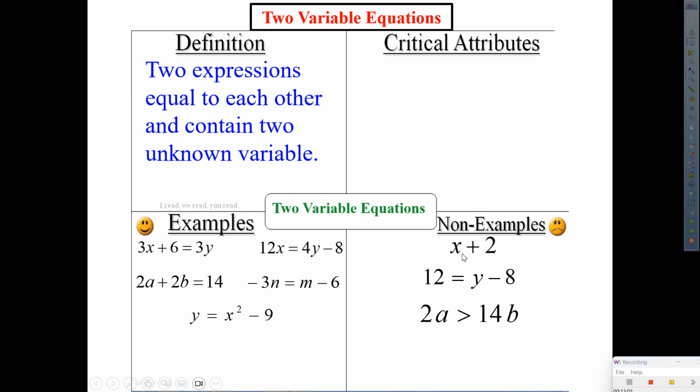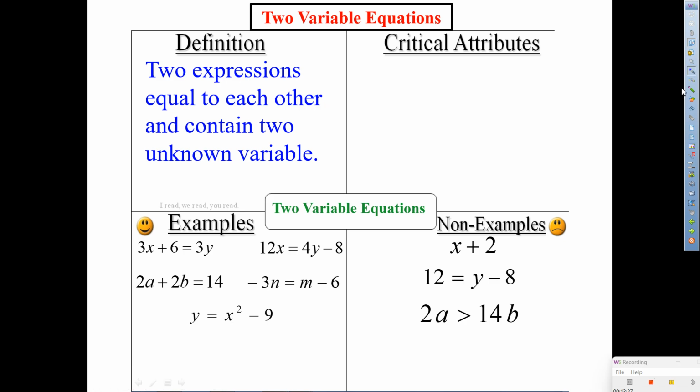Before you write them, tell your neighbor why these are not two variable equations. Why are they not two variable equations? Then we're going to pass this to those that were talking and see if they can help us out with this. Let's go.